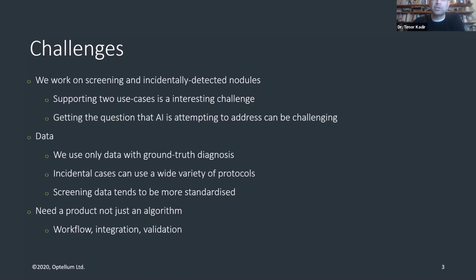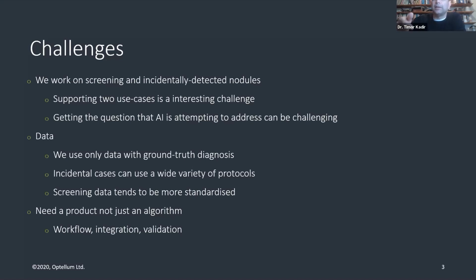Now, data has been mentioned quite a lot. I should probably point out what we mean by data and what we mean by ground truth. So for us, data has to be not just someone's opinion of what you think this nodule is, it has to actually be the ground truth. So what we defined that to mean from the very beginning is a biopsy proven cancer. If it's benign, then that's been followed for at least 2 years.